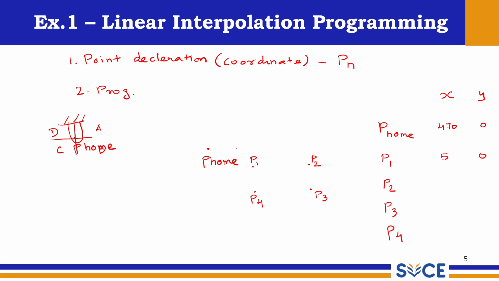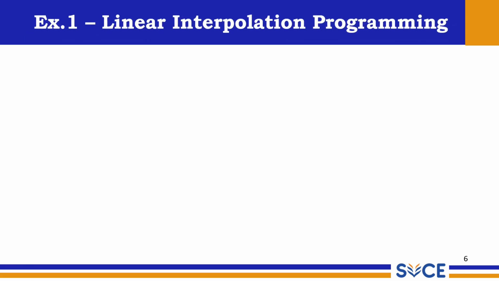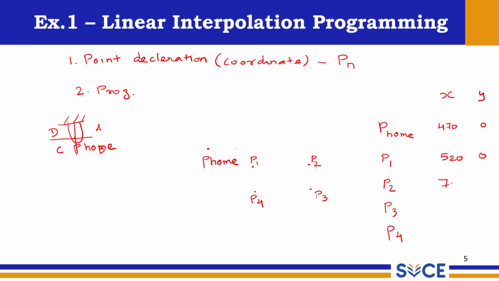Say for this particular point, I want the same thing. So P1 will be, say, 520. So this point is 520, right? Okay, 50 mm I have kept as the gap. Now this will be 200 mm apart, so that will be 720, 0. Next will be 100, no? So 720, 100, and the last will be 520, 100.